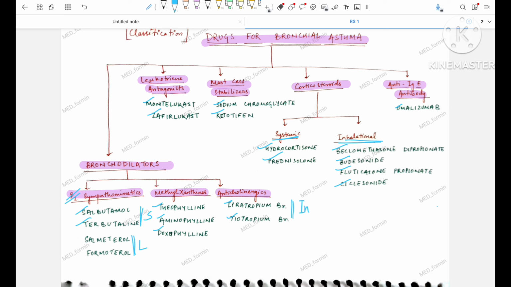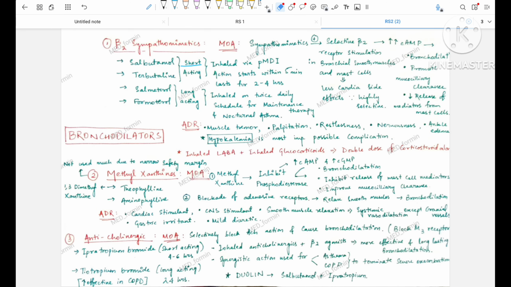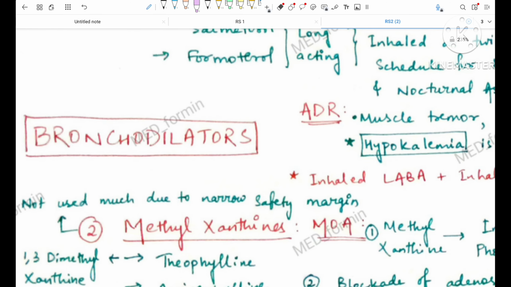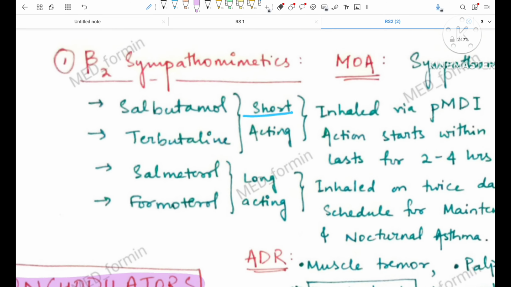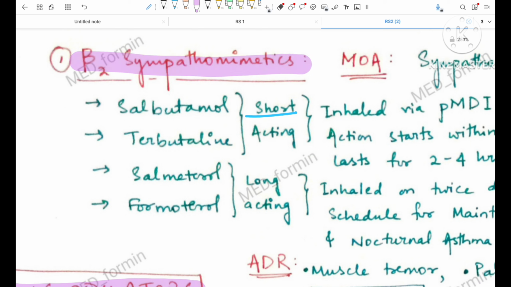This might all seem really overwhelming right now, but once we go through each class of drug and understand its mechanism of action, it's going to get much easier for us to remember the classification of these drugs. So let's start with the most important class of drugs, the bronchodilators. First, we'll see about beta 2 sympathomimetics, which are beta 2 agonists.